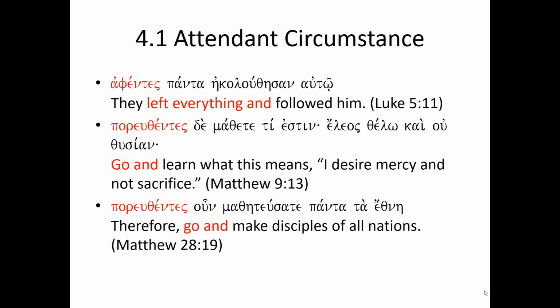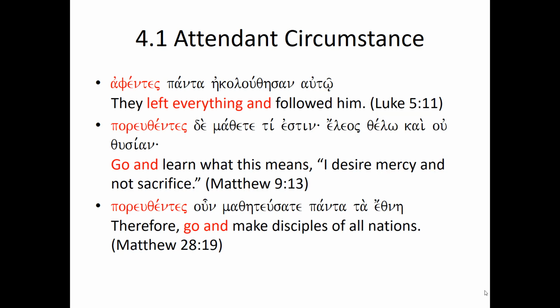And now one that's more controversial. Matthew 28:19, the first part of the Great Commission. Poreuthentes oun mathetusate panta ta ethne. Therefore, go and make disciples of all nations. Why do I say controversial? If this is an attendant circumstance participle, it does have some of that imperatival force that mathetusate has. Go and make disciples. But what if it's merely a temporal participle? While you go, make disciples. So you may see people disagreeing about which sense is most prevalent here.